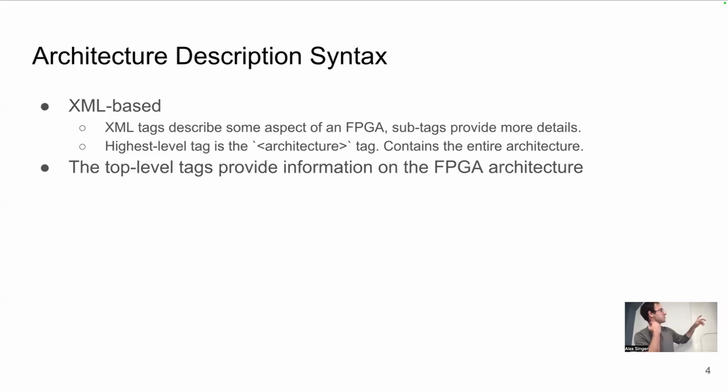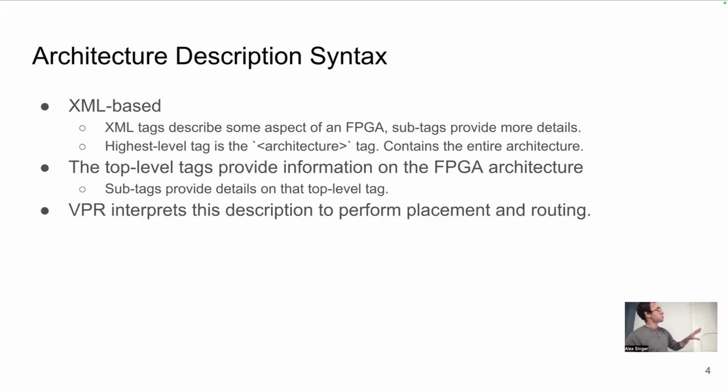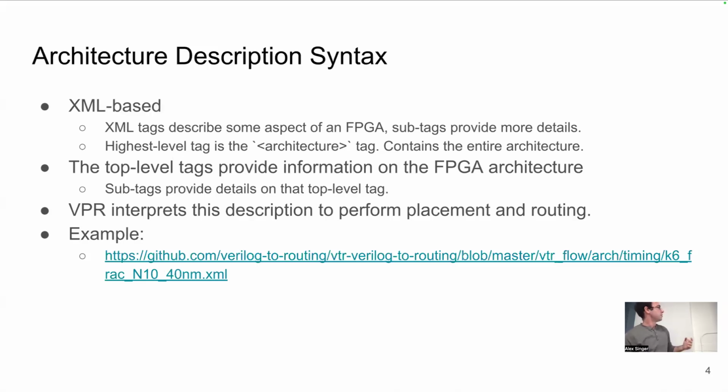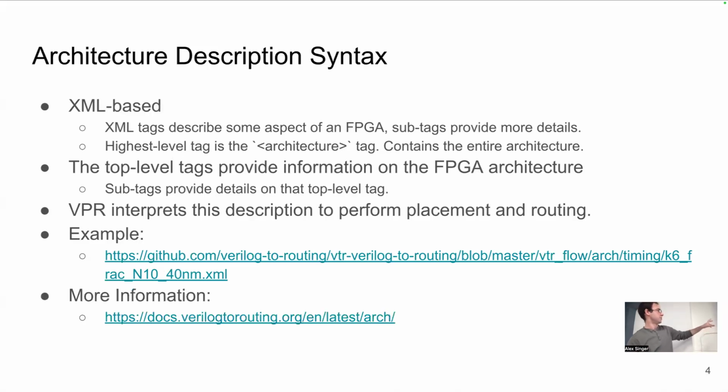The top level tags, which is kind of confusing, architecture is the top level, but ignoring that tag, the top level tags within the architecture tag provide information on the FPGA architecture. And the subtags, again, provide more details on each of those top level tags. This will make a lot more sense once I get into some examples. VPR will interpret this description to perform placement and routing. As a quick example, you can actually go into this architecture, which I'm going to go through at the end of this talk. And if you want more information, the full design document for the architecture file is right here.